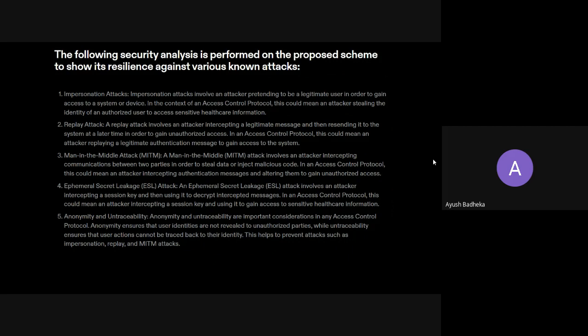Anonymity and untraceability. Anonymity and untraceability are important considerations in any access protocol. Anonymity ensures that user identifiers are not revealed to unauthorized parties, while untraceability ensures that the user's actions cannot be traced back to their identity. No backdoors are created, nothing as such. This helps to prevent attacks such as impersonation, replay, and man in the middle attacks.